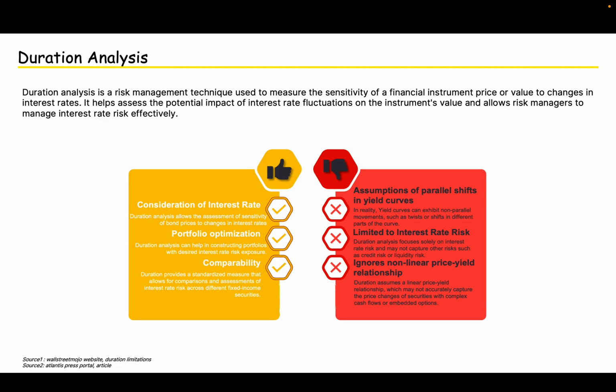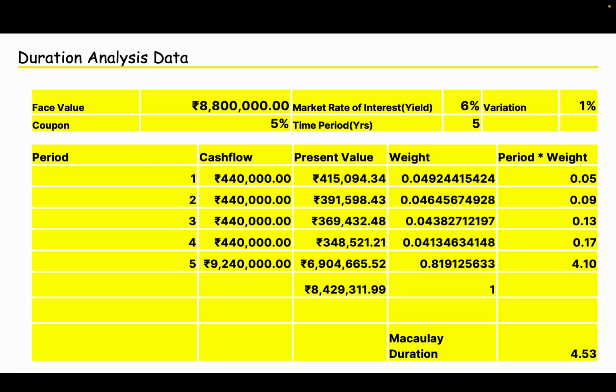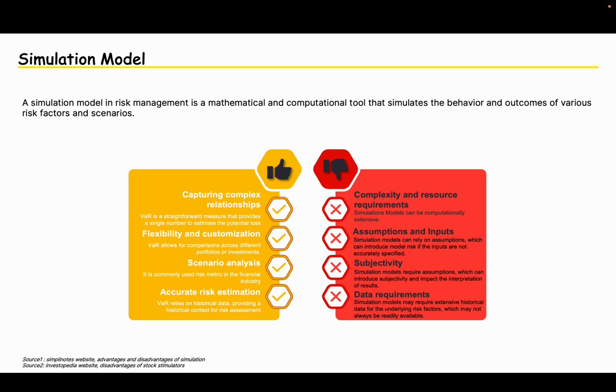Duration analysis is a financial analysis technique that is used to measure the sensitivity of a fixed income investment to changes in interest rates. Over to the next slide, we have the calculation of duration analysis. With the given data over there, we have a Macaulay duration of 4.53. The longer the Macaulay duration, the more sensitive the bond price will be to interest rate fluctuation. Over to the next slide, we have the simulation model.